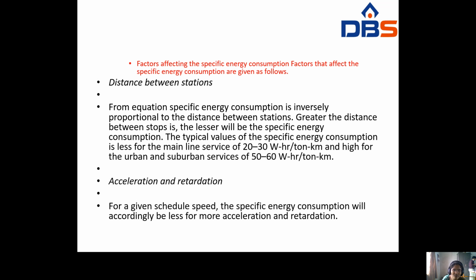First one is what? Distance. The first parameter affecting the specific energy consumption is the distance between the stations. See here, from the equation of specific energy consumption, it is inversely proportional to the distance between the stations.